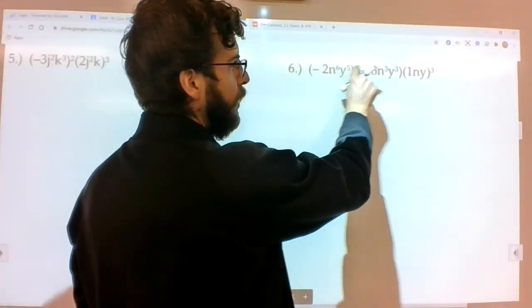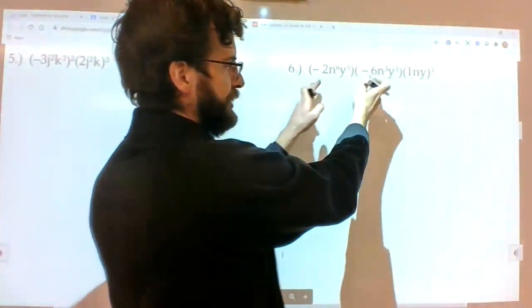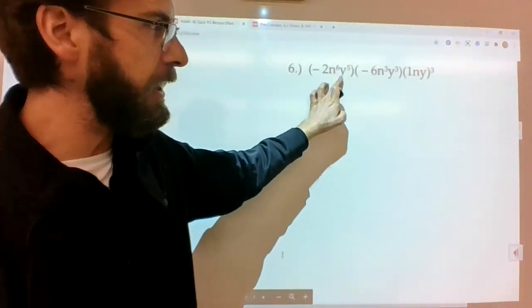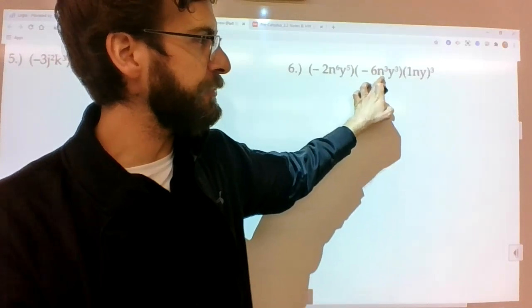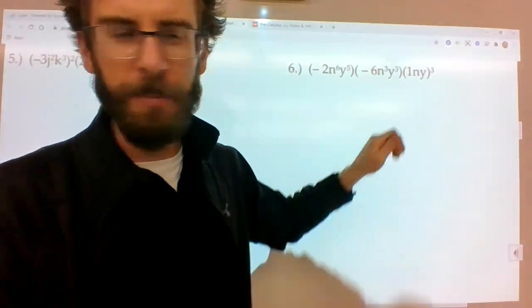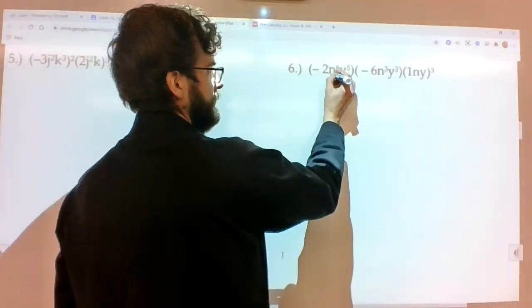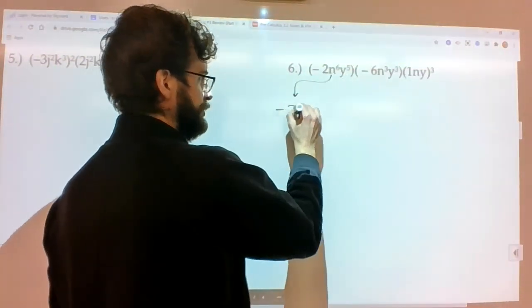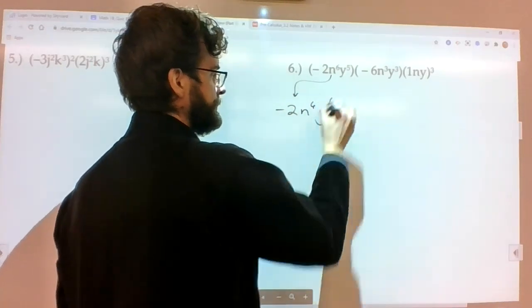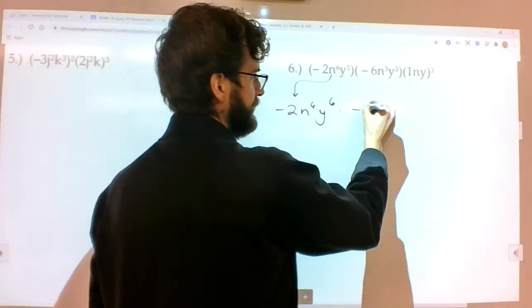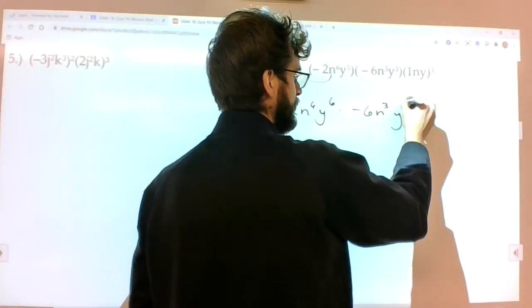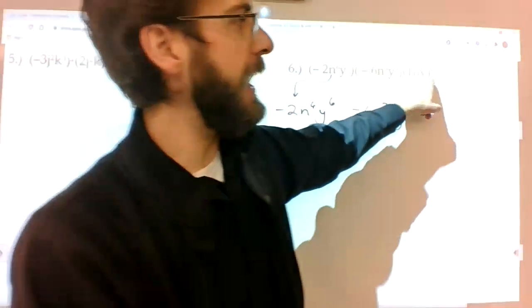So there are no powers given to negative 2, n to the 6, y to the 5th and negative 6, n to the 3, y to the 3. So don't distribute this 3 to all the parts. This is just going to be negative 2, n to the 6, y to the 5th. This is just going to be negative 6, n to the 3, y to the 3. It's the last group where everybody gets the 3 right there.